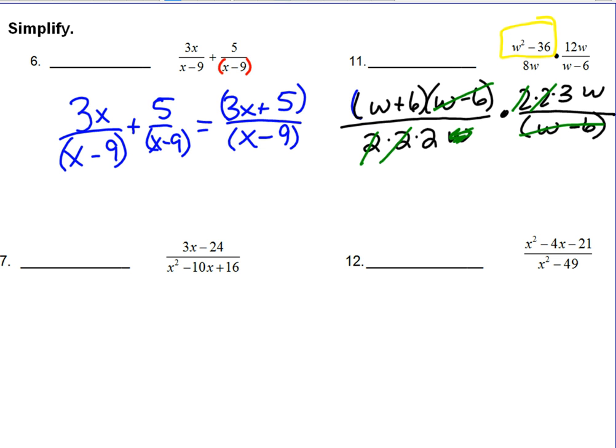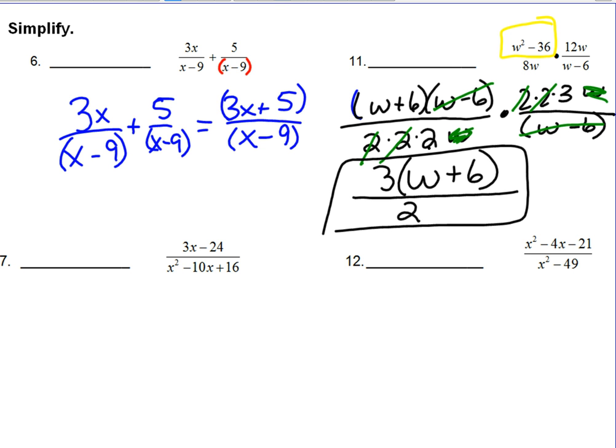And this w goes away as well, because there's a w in the numerator and the denominator. My final answer would be w plus 6. We also had the 3 there that was multiplied by it. In the denominator, I have the 2, and that's it. That's my final answer. Okay? So this is my final answer here. This was my final answer here.